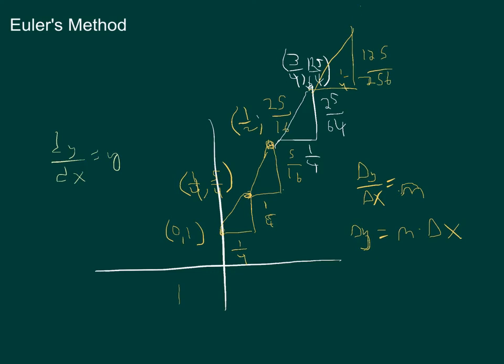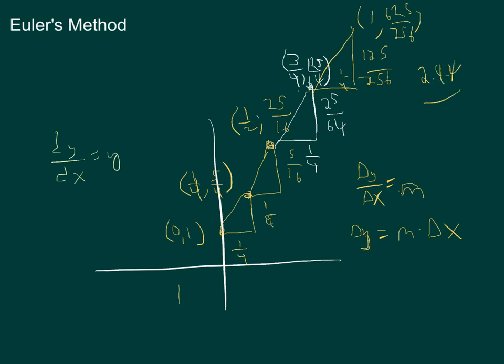Which puts me at the point, well, the x value will now be 1. The y value is going to be the previous y value, which is 125 over 64, plus the change in y, which is 125 over 256. And that puts me at a y value of 625 over 256, which is approximately 2.44.